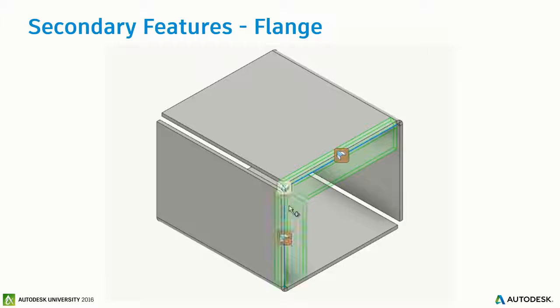So auto mitering will be created automatically. So that's powerful. And also, besides flange, for corner seam, for cut and bend, it has the same functionality that you can pick edges across solids. But the requirement is these solids must have the same sheet metal rule.